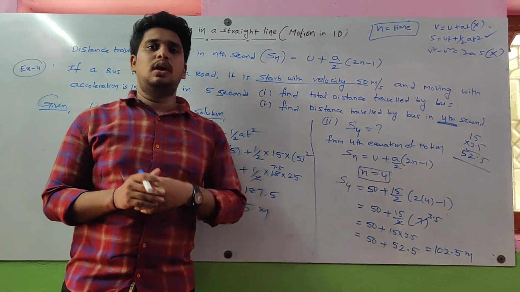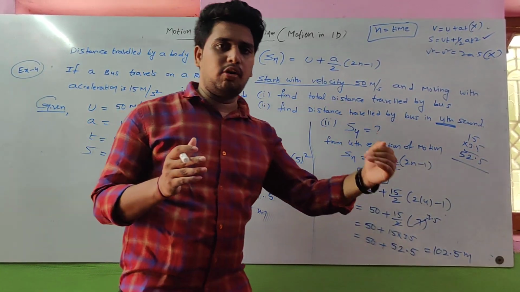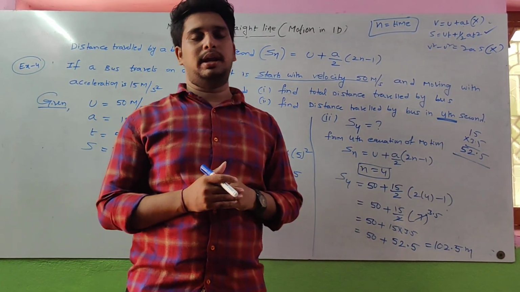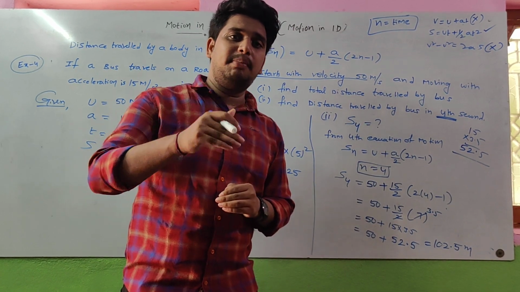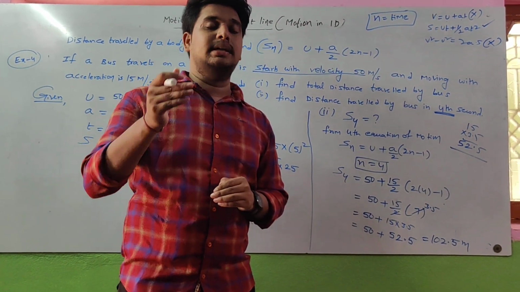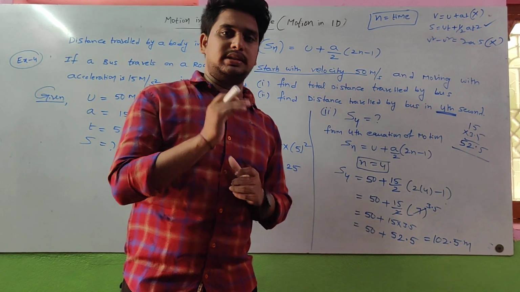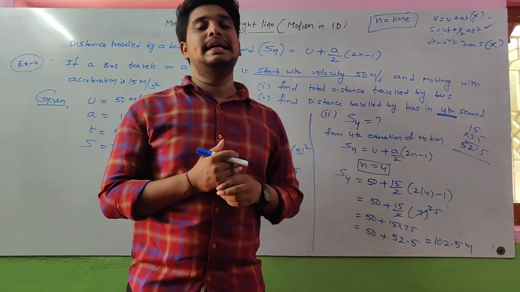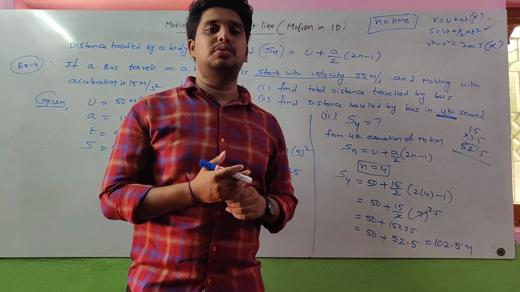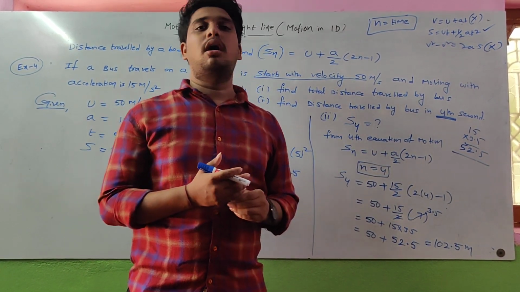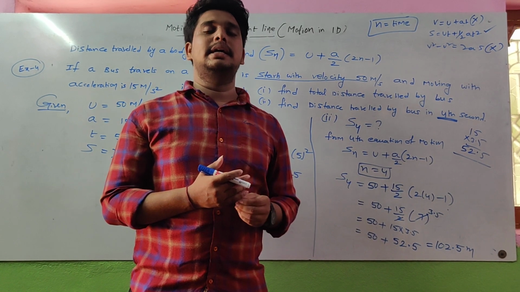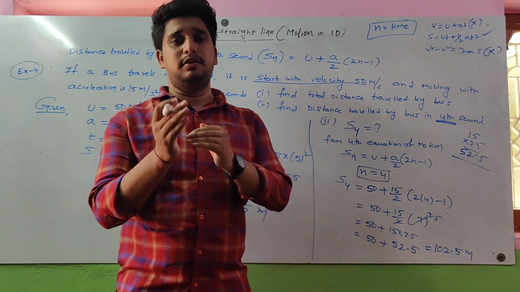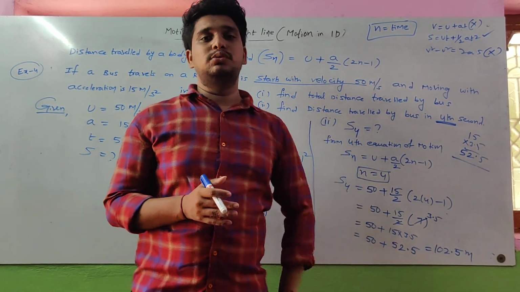This is important. Total distance traveled by body means you should choose the formula s is equal to ut plus half at square. Distance traveled by body in a particular second, that means in the nth second, fourth second, third second, like that, is given in the question, you apply the fourth equation: Sn is equal to u plus a into n minus 1 by 2, or Sn is equal to u plus a by 2 into 2n minus 1. This formula we apply when questions like this are given.